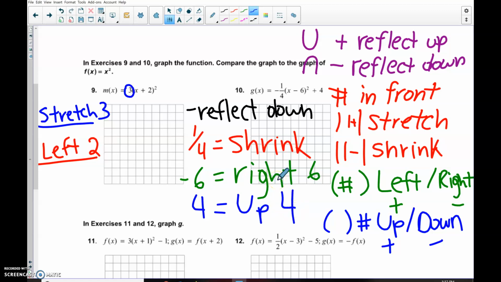Okay, so remember, same thing as that absolute value unit. Stretching, shrinking, left and right, up and down. And remember, the book will throw out fancy words. They'll say horizontal and vertical and all that stuff. But as long as you remember the left and right and up and down, you should be good.